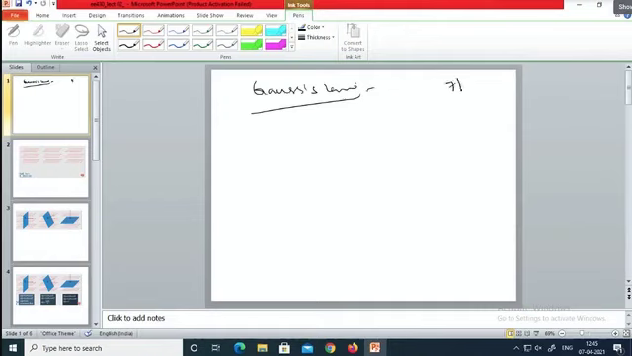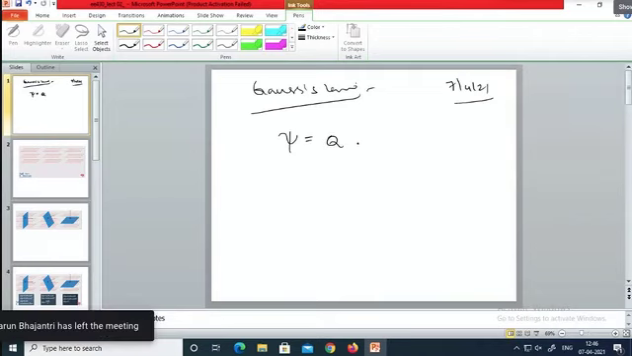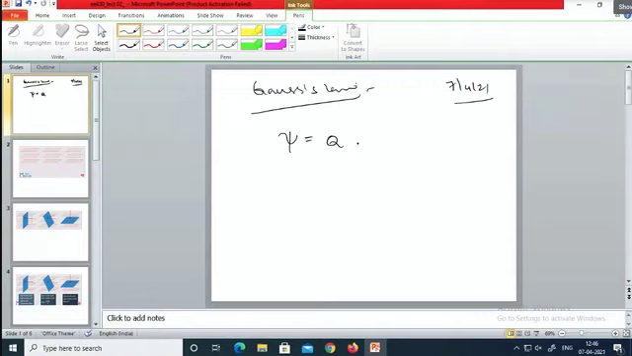Gauss law states that the electric flux passing through any closed surface is equal to the charge enclosed by that surface. That means the flux passing through any closed surface is equal to the charge enclosed by that surface. This is the statement of the Gauss law, and we have seen.